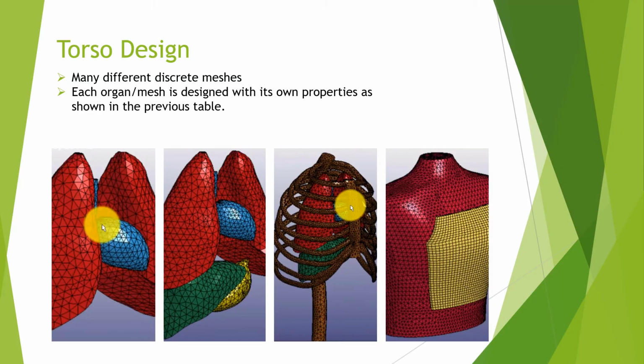This slide shows several images of the discrete meshes used to represent the internal organs, bone structure, vest, and ceramic plate. As mentioned, each mesh is designed with its own properties. You can now see that all the meshes are tetrahedral except for the ceramic plate, which is hexahedral.